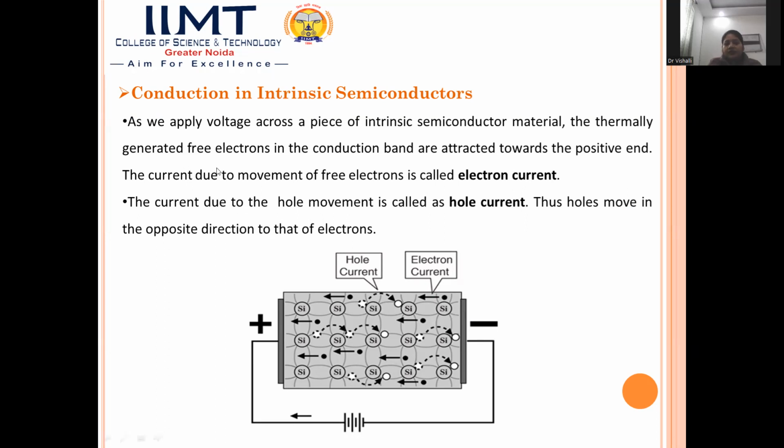So there will be current in the circuit. The current due to the movement of the free electrons is called electron current, and the current due to the movement of the holes is called hole current, and their directions will be opposite to each other. The holes will move in the direction opposite to that of the electrons. So that is how there is conduction inside the intrinsic semiconductors.